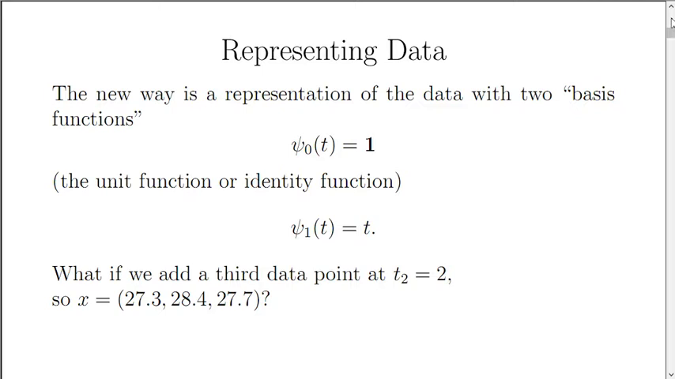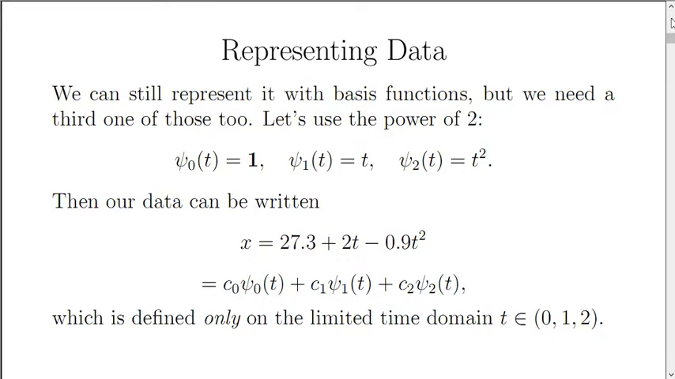Well, suppose we take a third data point at the third day, which is time 2. Now we have data values 27.3, 28.4, and 27.7. Well, we can still represent it with basis functions, but we have 3 data points, so we need 3 basis functions. Let's use the power of 2, time squared. Well, then our data can be written as 27.3 plus 2 times time minus 0.9 times time squared.